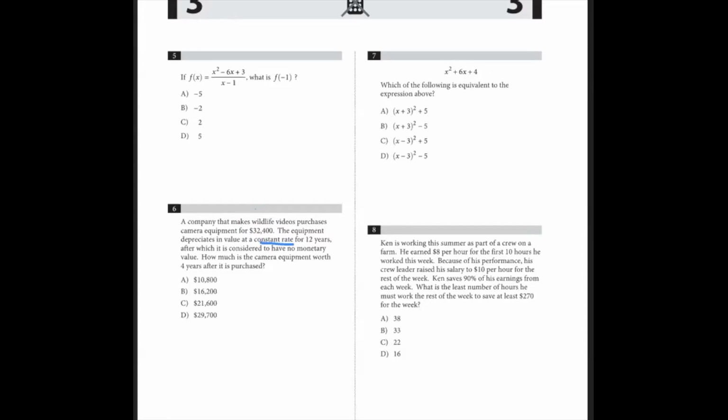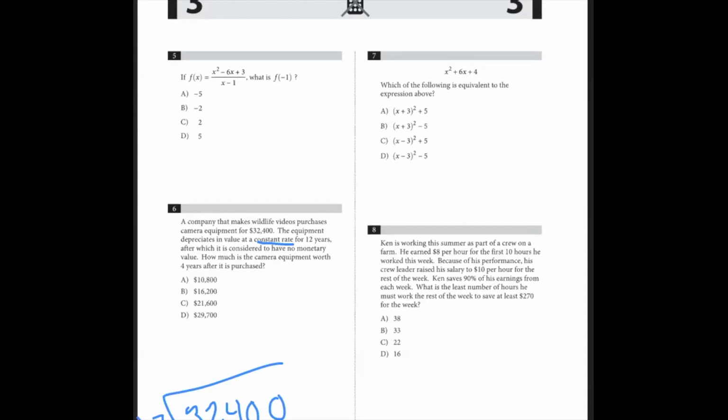So it says, how much is the camera equipment worth 4 years after it is purchased? So basically what I did is I figured out how much the value was decreasing per year, and then I multiplied it by 4 years. And that'll become more apparent when I do the problem. So first we have to figure out how much it's decreasing each year. To do that, all we have to do is divide this by 12. And this is the first instance of doing something that's kind of old, because we don't have a calculator to just divide it. So this is a very basic way of dividing that we learned a long time ago.